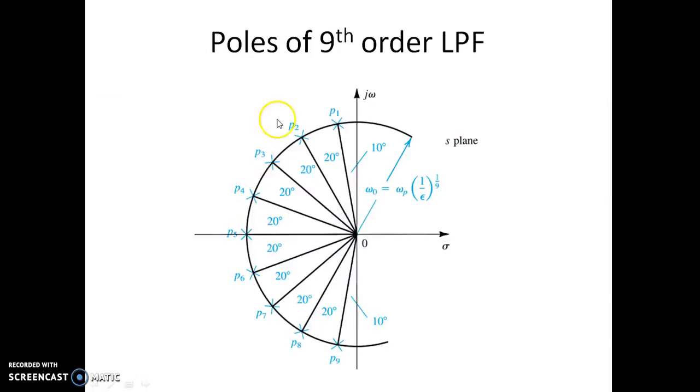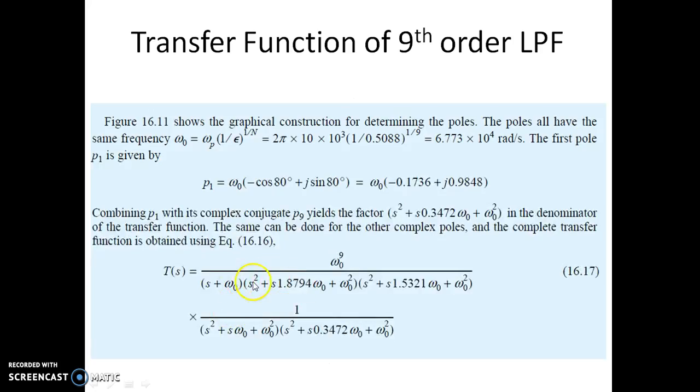Similarly, we can find P2, whose real part is minus cos of, now we can see this is 20, 40, 60, and the imaginary part is sine 60. So sine 60 and cos 60 give the imaginary and real parts respectively. Similarly for P3, it is cos 40 and sine 40. For P4, cos 20 and sine 20 are going to be the real and imaginary values. Substituting all those things, of course, this is P5.